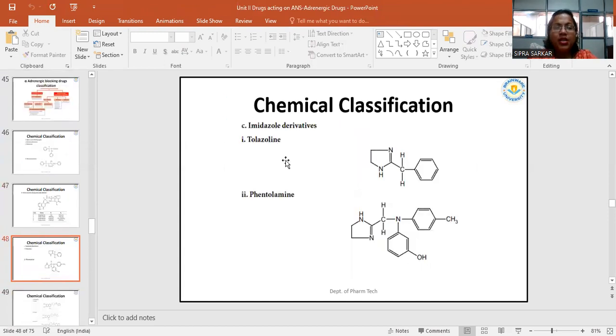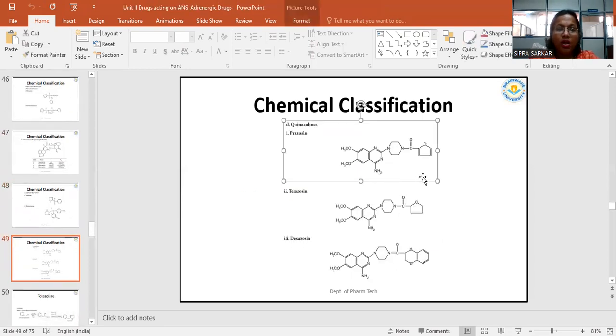Next chemical class is imidazoline derivatives, where tolazoline is also a chemical drug. See tolazoline, the imidazoline is present, a nitrogen containing 5-membered imidazoline ring. Phentolamine is also an imidazoline derivative, where benzene rings, hydroxy groups and methyl toluene rings are also present. Phentolamine.